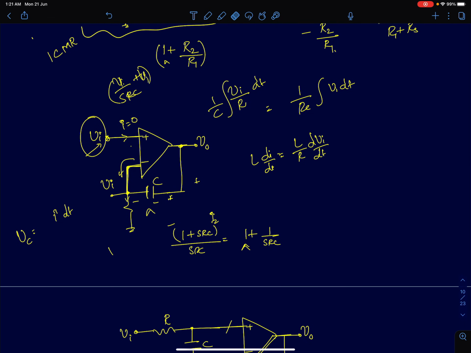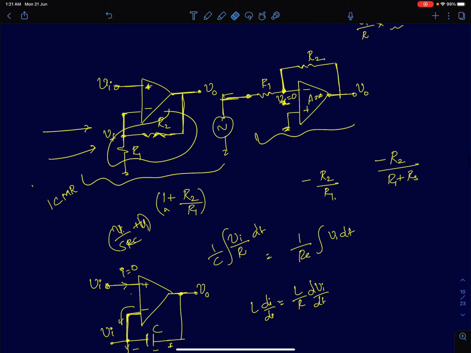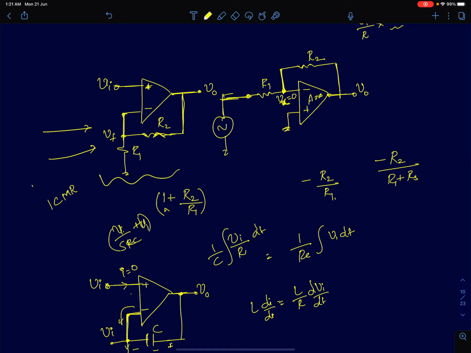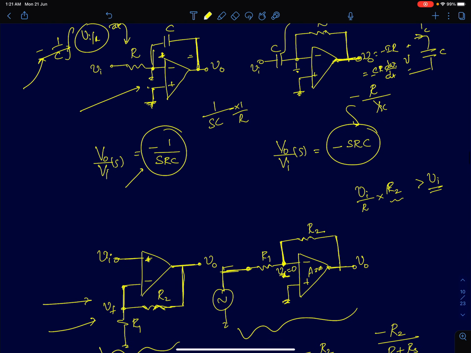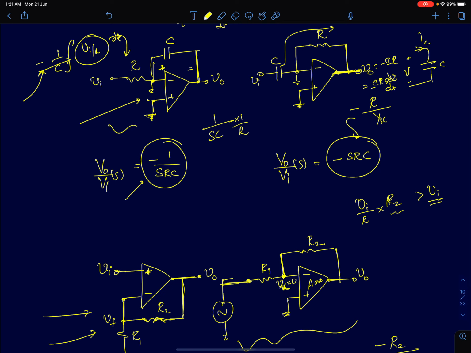There are other realizations of integrators and differentiators. For example, the voltage gain was realized in both non-inverting and inverting configurations. But when I spoke about differentiators and integrators, we spoke only about inverting configurations. So how does one realize a non-inverting integrator using just one op-amp?